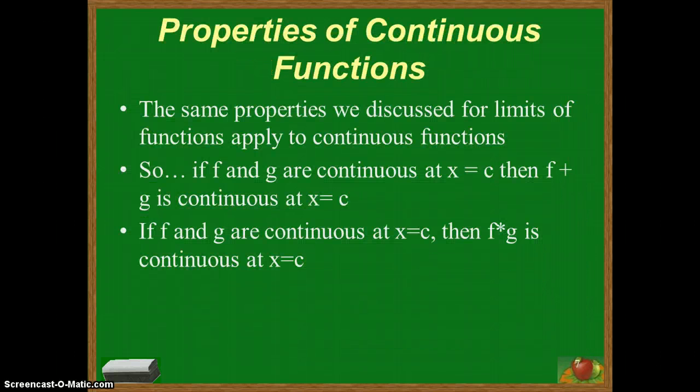Some properties of continuous functions. Well, the same properties we discussed for limits of functions basically apply to continuous functions. So if f and g are two continuous functions at x equals c, then the sum of those two functions would also be continuous at x equals c. Or if f and g are continuous at x equals c, then the product, or the quotient for that matter, would also be continuous at x equals c.